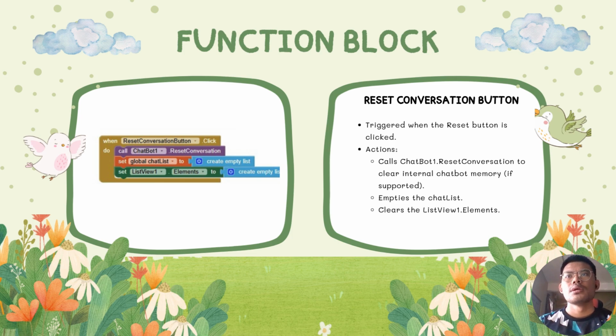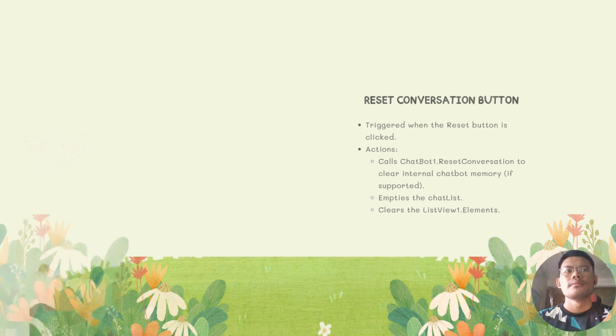Next action, it empties the chat list. The app clears the stored list of chat messages, removing all previous exchanges between the user and the chatbot. Last action, it clears list view one dot elements. This removes all the displayed messages from the chat interface, giving the appearance of a fresh start or new conversation. That's all for the function block.